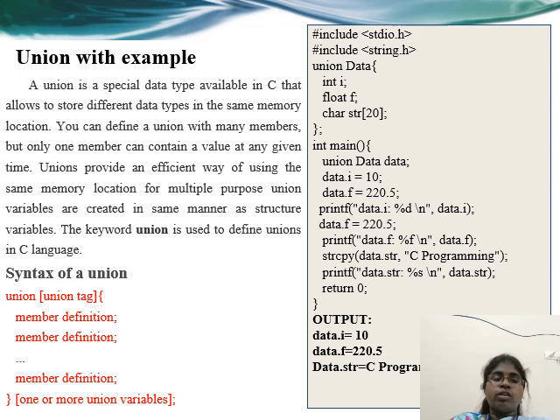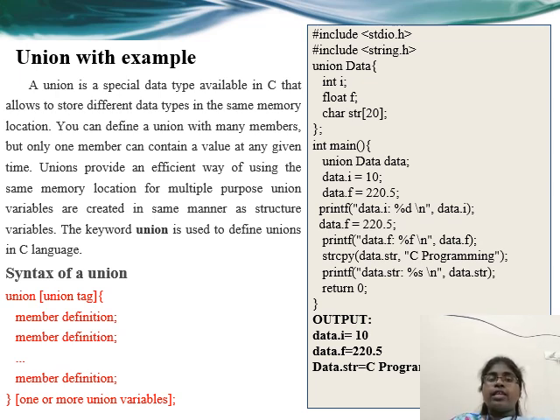Union variables are created in the same manner as structure variables. The keyword union is used to define unions in C language. This is the syntax for the union: union, open bracket, union tag, close bracket, open curly brace, member 1 definition up to member n definition, close the curly brace. One or more union variables are used in the syntax.